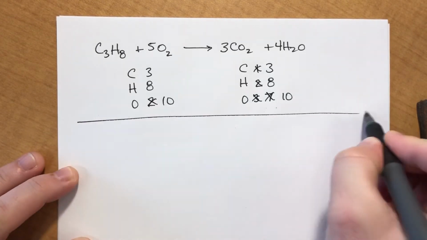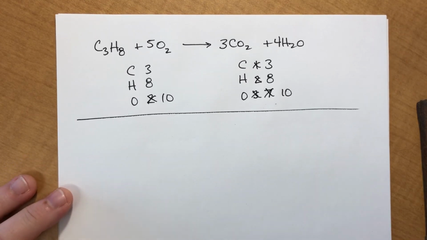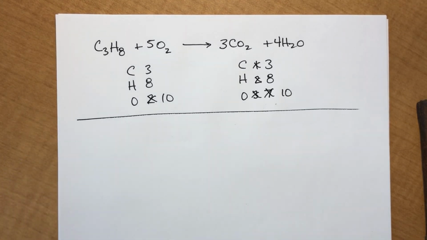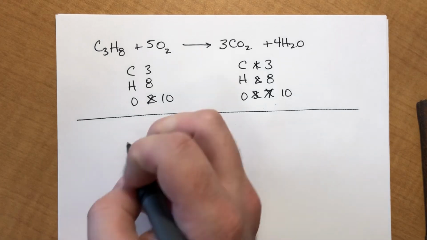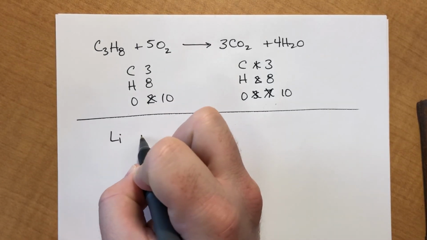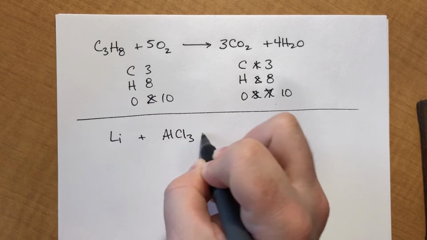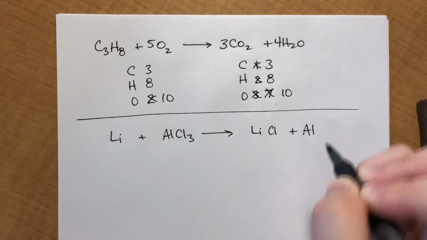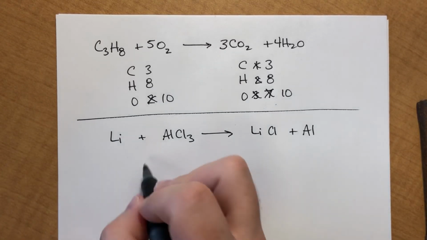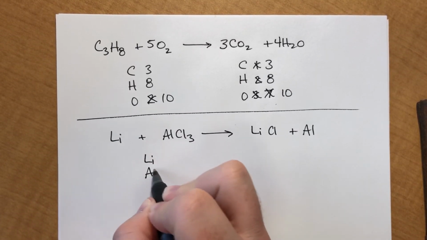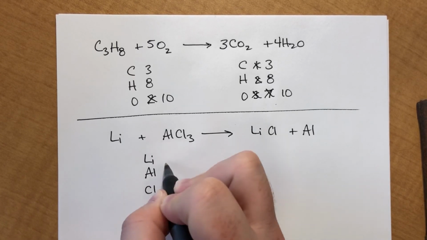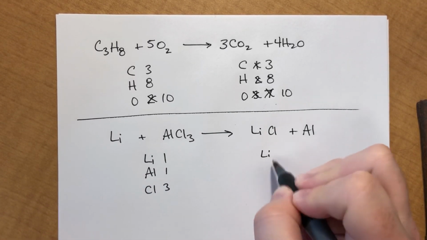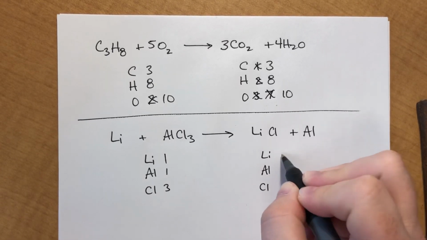Let's try a couple more, just to make sure we've got at least a handful of them in your notes. See some examples. How about, this one's probably pretty easy. We'll start with that. So lithium we have 1, aluminum, we have 1. Chlorine, we have 3. Same elements on this side, and we have 1 of each.